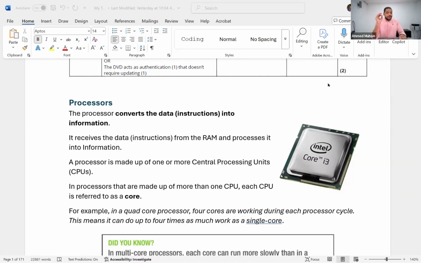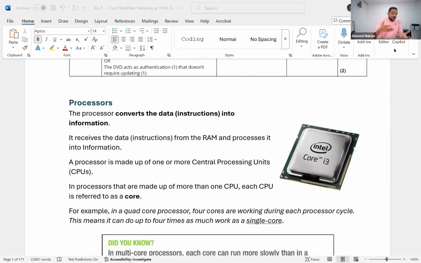One more thing. If you open up your writing books, we took down this note. What does 1 hertz mean? If I tell you a processor has a speed of 1 hertz, what does that mean? It can execute 1 instruction every second.